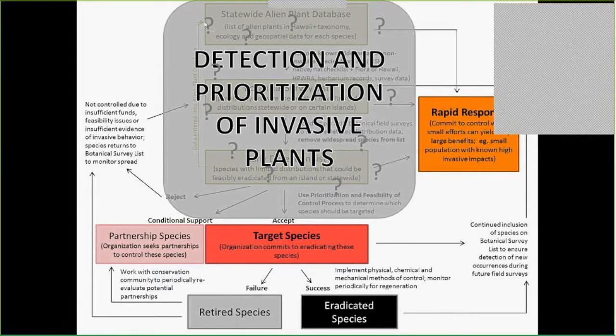So it helps inform which species we take on as target species, so which species we commit our resources to until eradication. It's supposed to help us decide which species already have such high potential impacts that we would rapidly respond to them immediately, and which species maybe are too far gone to be target species, but maybe they could be partner species. And then finally, which species, if we succeed, we can consider eradicated, and which species, if we fail, we have to consider retiring.